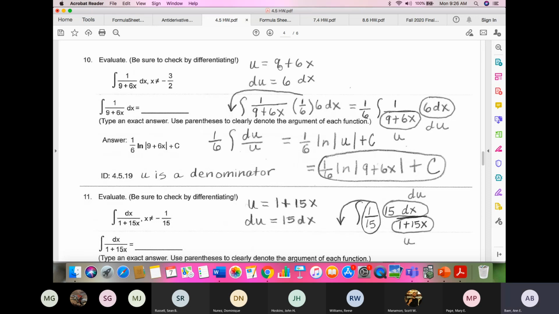So if we differentiate this side, the derivative of 9 is 0, plus 6, that's a number multiplier, write it down, times the derivative of x, which is 1. 6 times 1 is still 6. So I just left it as 6 dx, and this is du dx, and I move the dx to the other side.